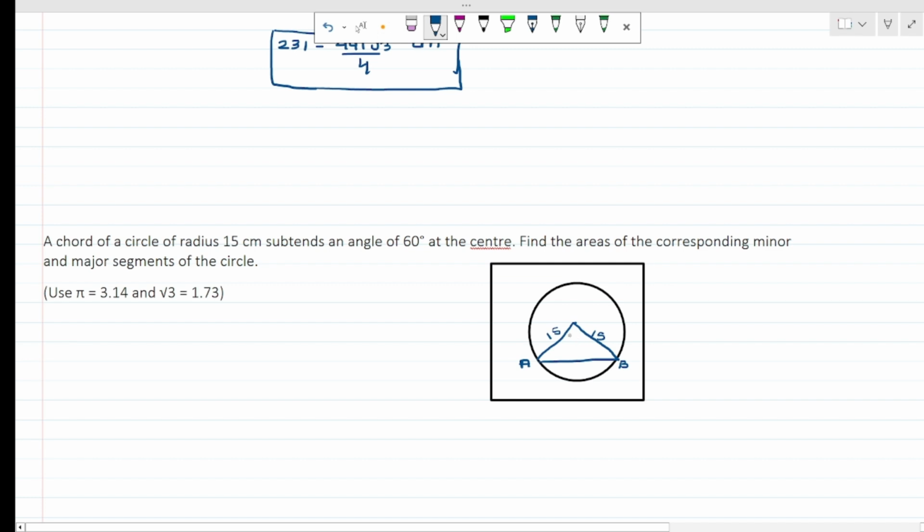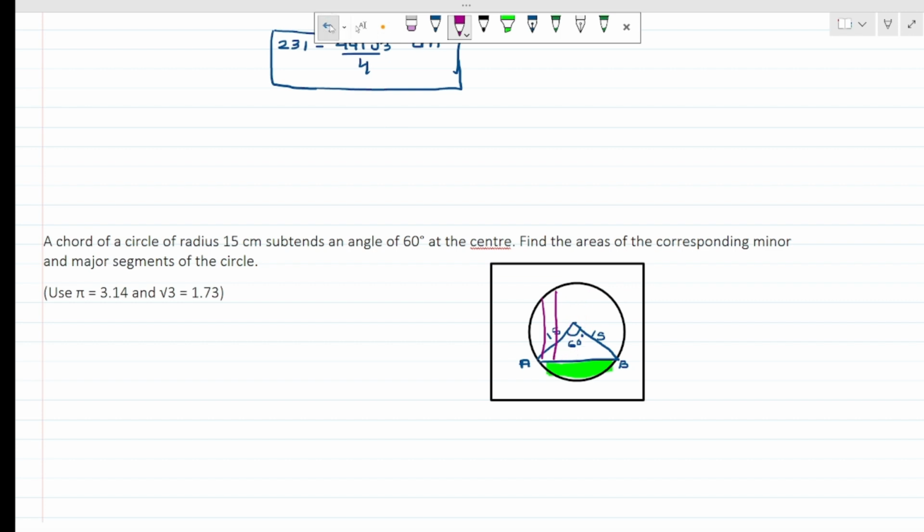Angle subtended is 60 degree. That means this is my 60 degree. That means it is also my equilateral triangle. As soon as you see your angle 60 degree as your theta, consider that triangle as your equilateral triangle. Find the area of corresponding minor and major segment of the circle. What you need to find out? First of all, you need to find out the minor segment, and then you need to find out this major segment's area.